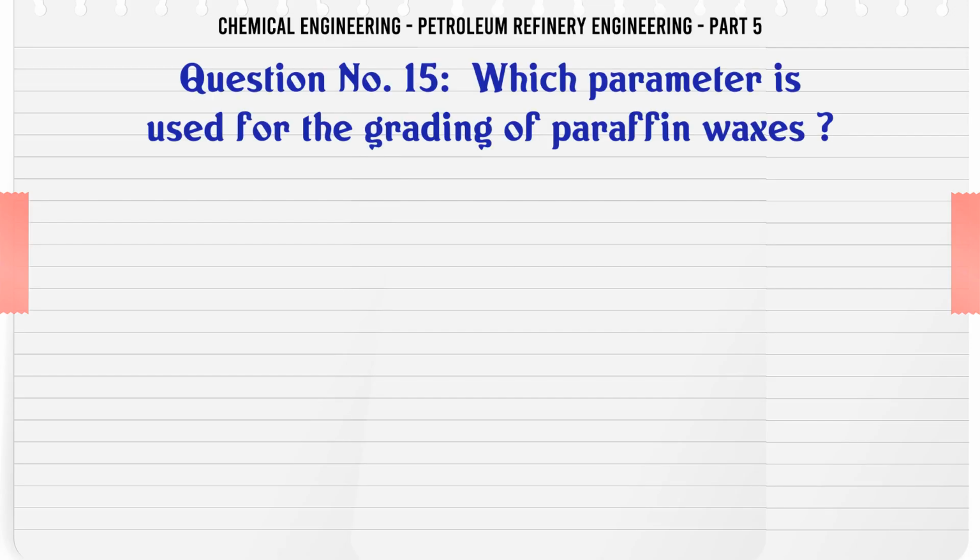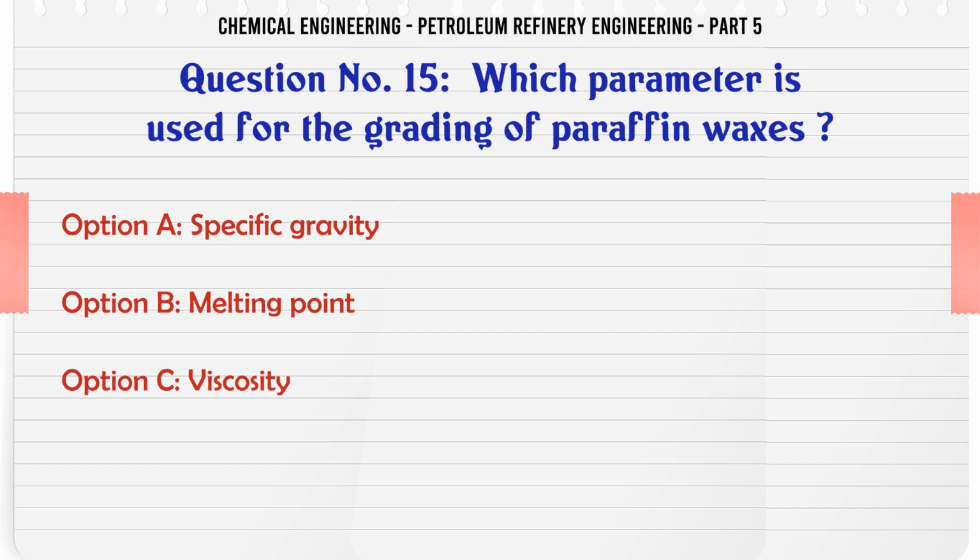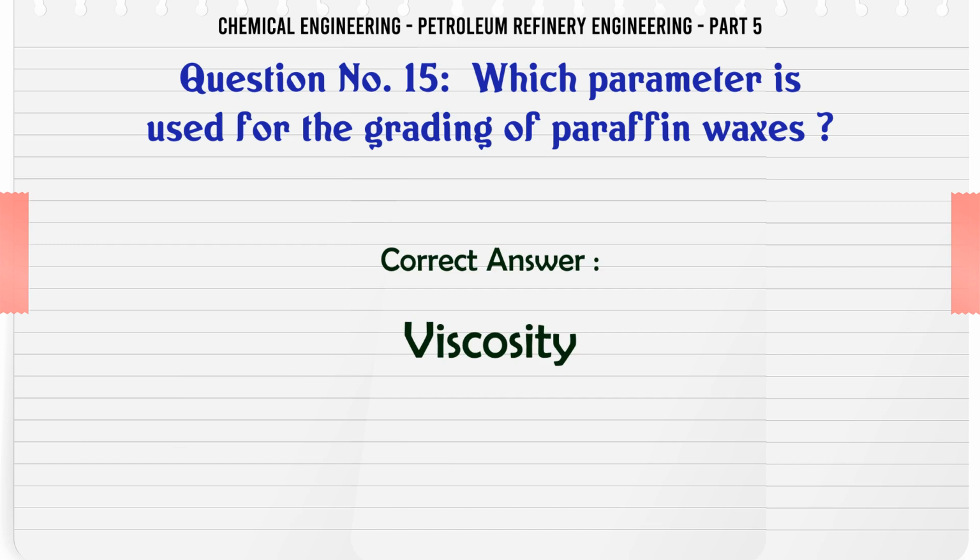Which parameter is used for the grading of paraffin waxes? A. Specific gravity. B. Melting point. C. Viscosity. D. Penetration number. The correct answer is viscosity.